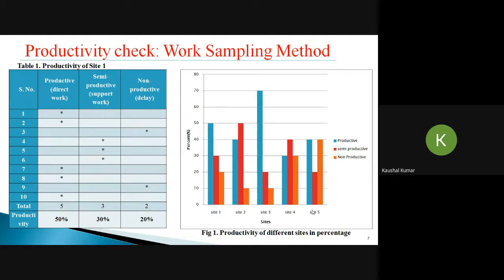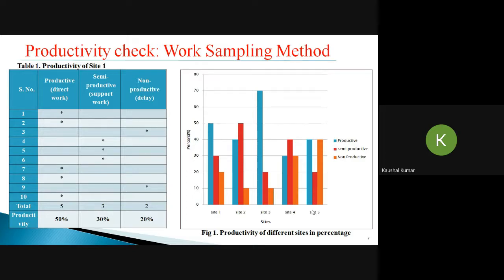For the first site, we calculated the productivity. The sample is small, but it gives us a sufficient idea about the productivity, and based on that we calculated the productivity of all the sites. In the figure on the right, the productivity of all the sites has been calculated. We can see that site 4 has very low productivity, only 30%. In that case, we must find out the factors.